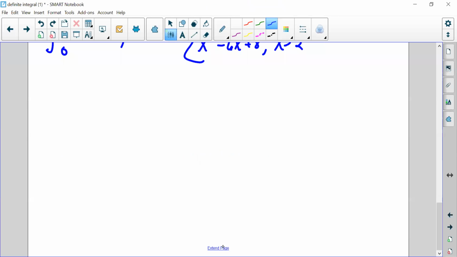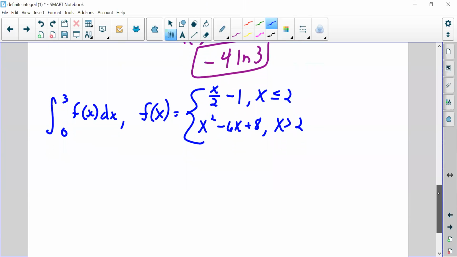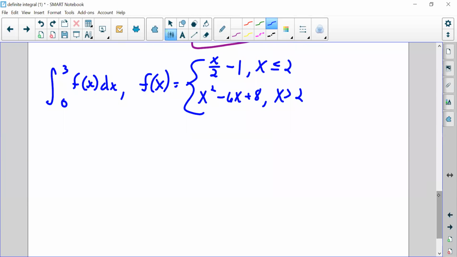So to do piecewise functions, the first thing you have to do is look at the integral we're trying to find. We're trying to find 0 to 3. Then see if that's all in one piece or if it's broken up between the different pieces of our piecewise function. In this case, is it in one piece or broken up? It's broken up, because we use this equation when we're looking at all numbers less than 2, but we use this equation when we're looking at all numbers greater than 2. So we have to break it up.